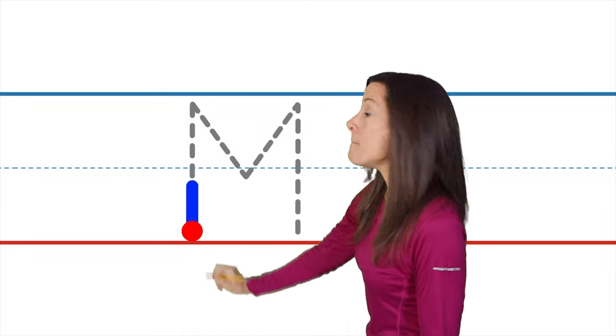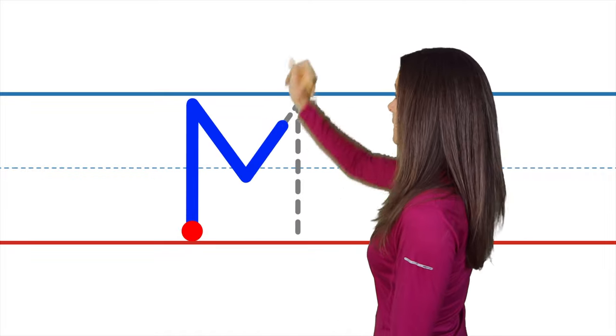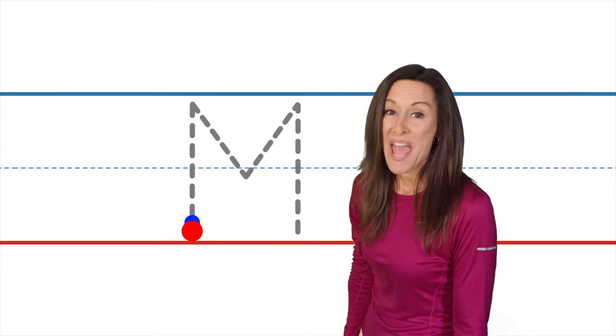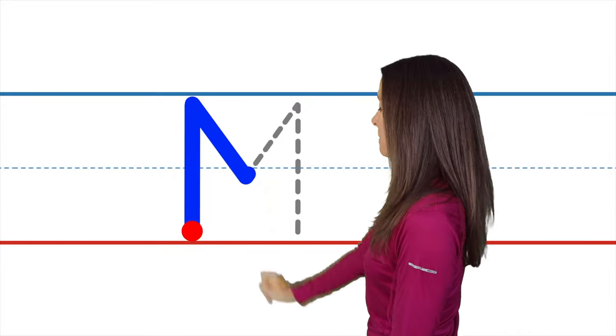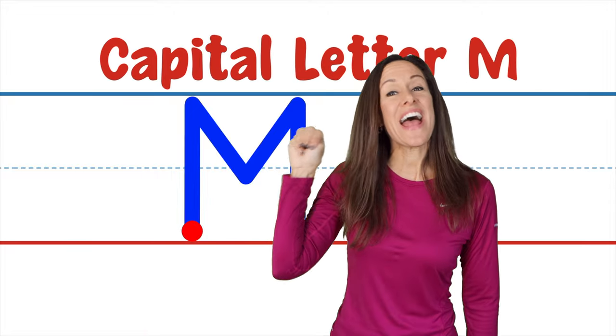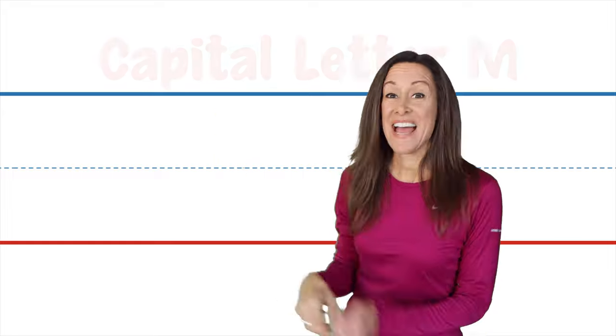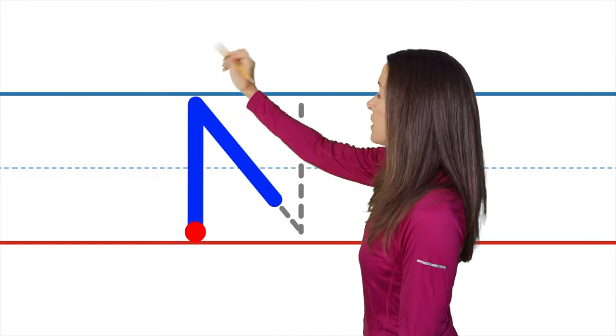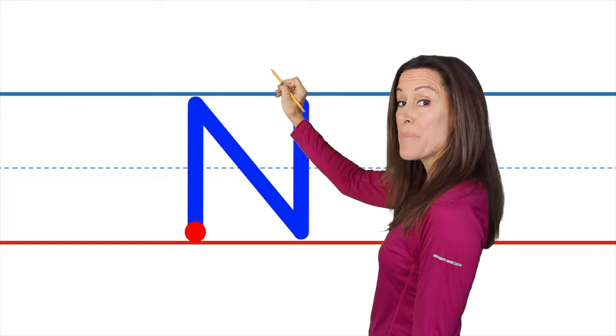Down. M with the tall line, slant middle, up and down. Capital letter M. N with the tall line, slant right, then up.